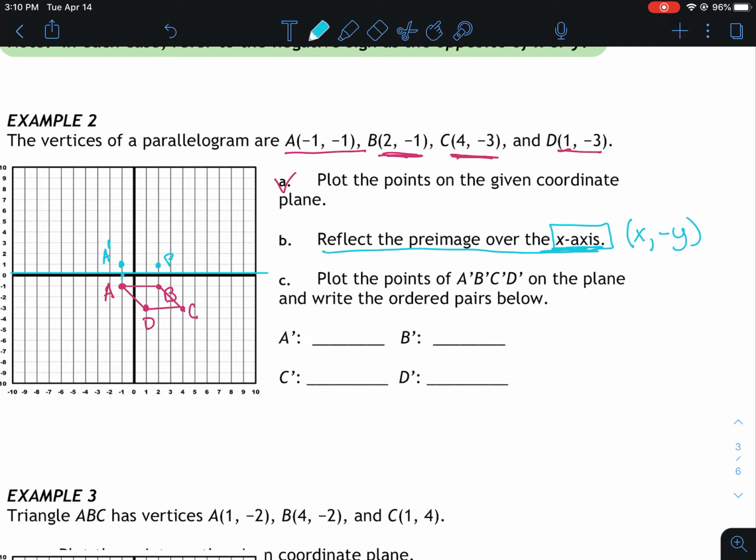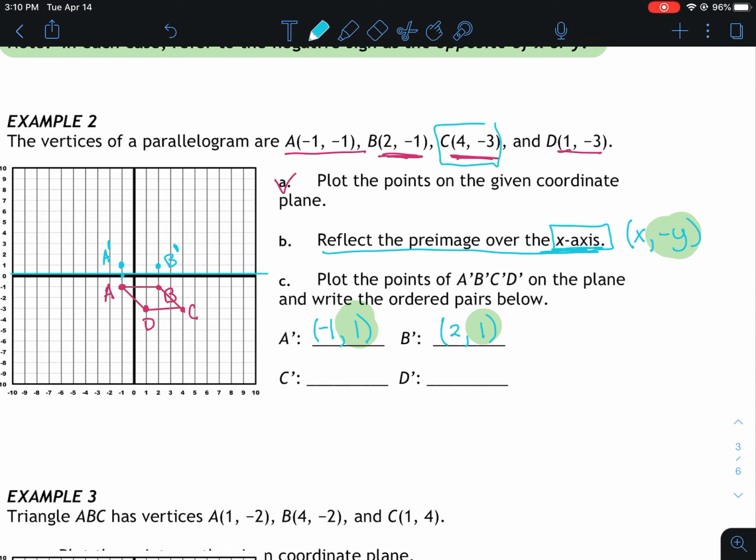Same thing with my B. My B is one away, so I know that it is going to go here. All right, so my new A value is actually -1, +1. And my new B, or my B prime, is now 2, +1. Okay, if you notice, it is just the y values that are becoming the opposite signs.